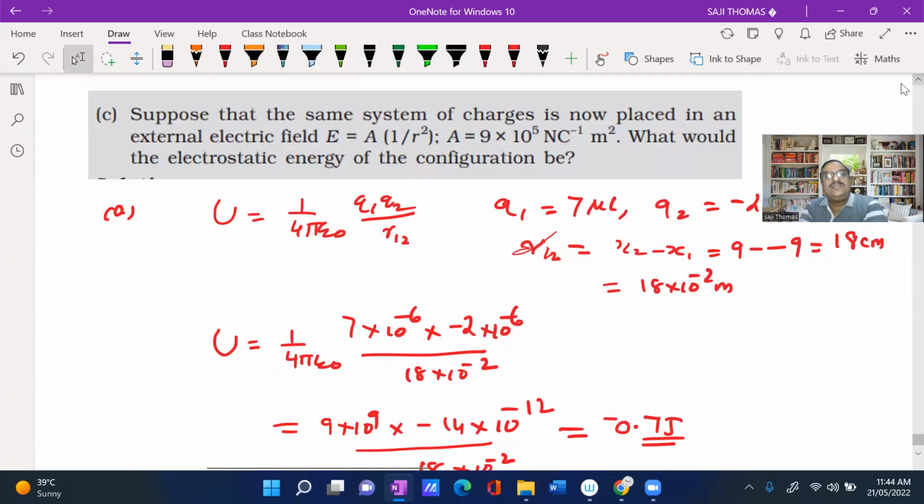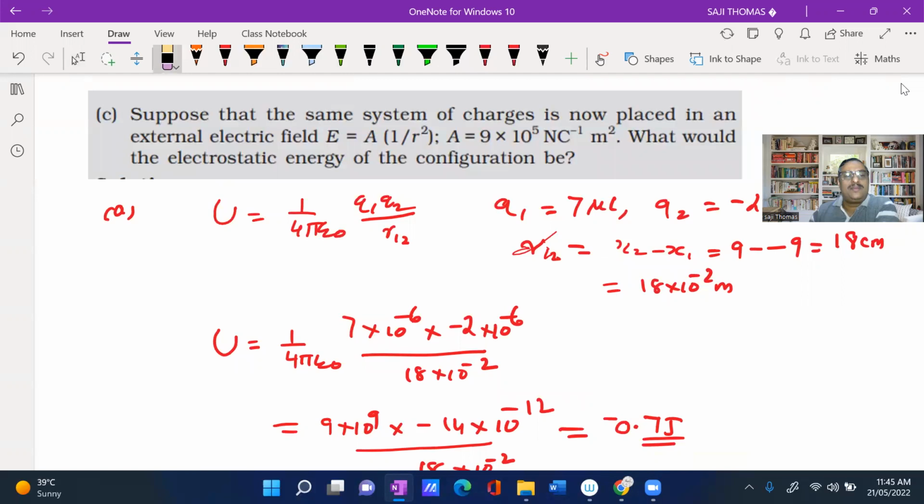Suppose that the same system of charges is now placed in an external field. E is given, the external field is given: E equals A into 1 by R square. The value of A is given. What would be the electrostatic potential energy of the configuration?